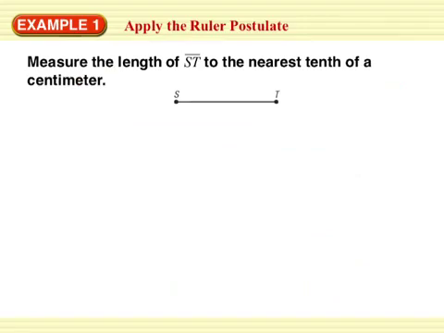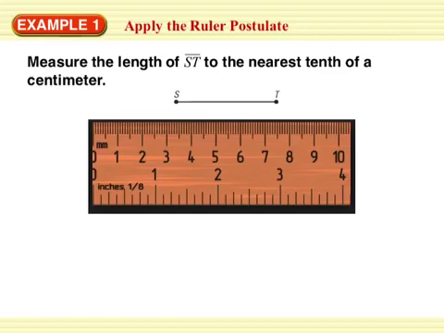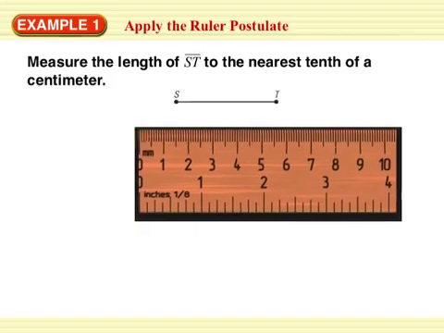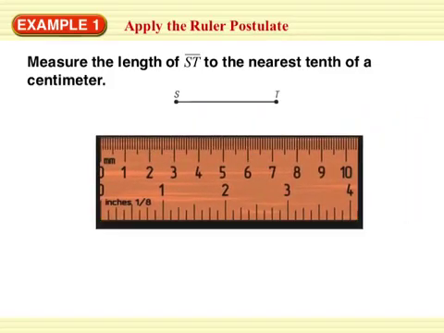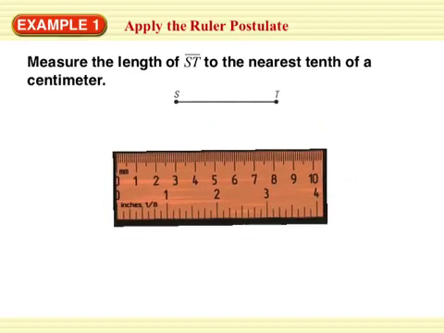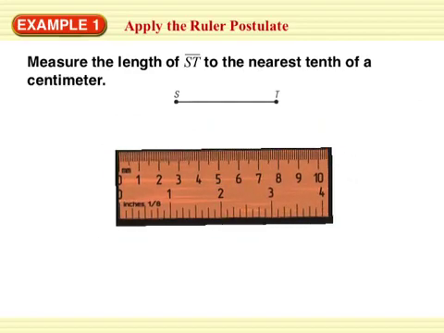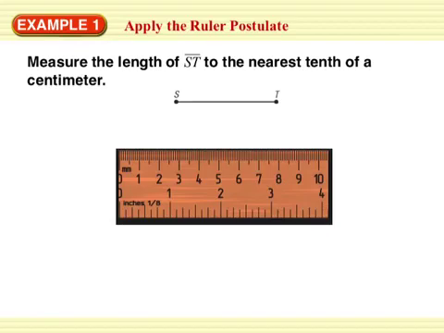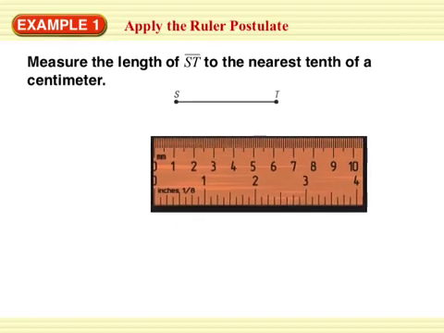Example 1. Apply the ruler postulate. Measure the length of segment ST to the nearest tenth of a centimeter. You guys were all supposed to purchase little rulers, so you should have one. And we're going to measure that. Okay, I've got a picture of a ruler. This says measure to the nearest tenth of a centimeter. Notice this is not going to be to scale because I can shrink it, I can stretch it, but obviously the rulers that we have in class or that you have in your backpack, you can't stretch or shrink. So we're going to do our best.